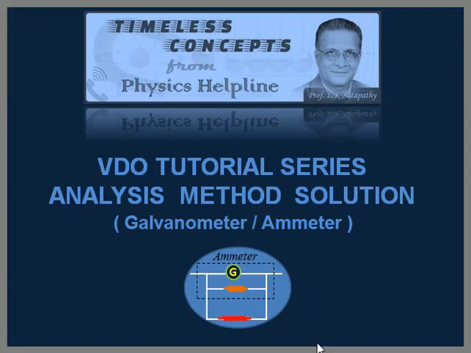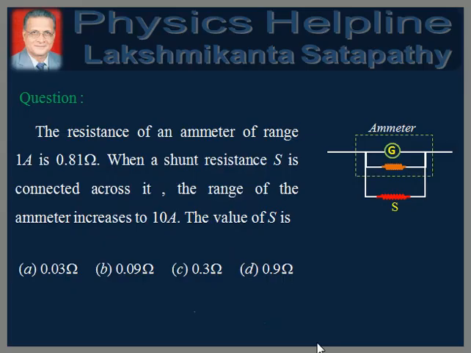In this video tutorial, we will discuss a multiple choice question on increasing the range of an emitter using a shunt resistance in parallel to it. The question is as follows. Read the question carefully. The situation is shown in the figure. This is the given emitter.